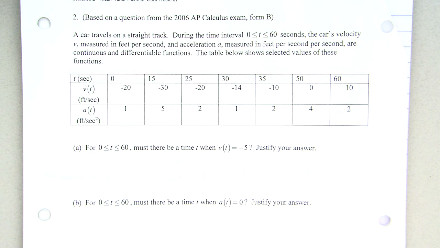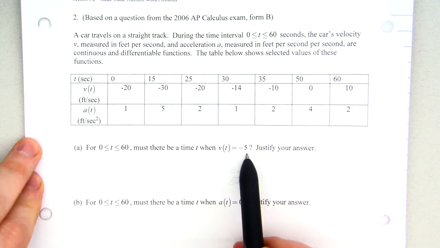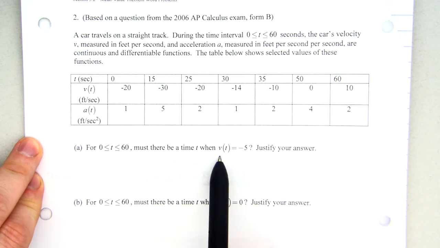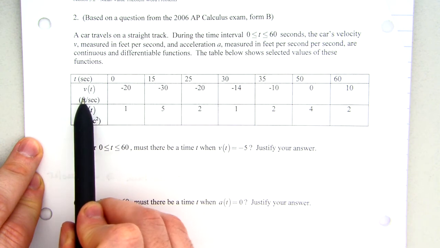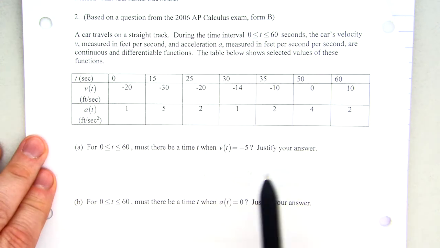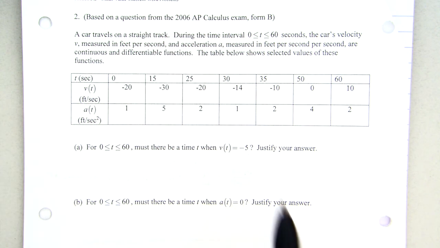So here I have velocities and accelerations. Is there a time when the velocity is -5? Well, I have my velocity over here, and I want to know if my velocity is -5. Does that mean use the intermediate value theorem or the mean value theorem? I think because I have the velocity and want to know about my velocity, I can try to just use my intermediate value theorem.